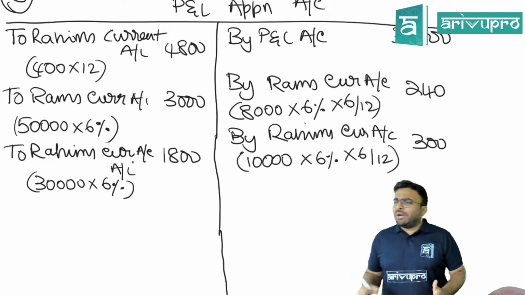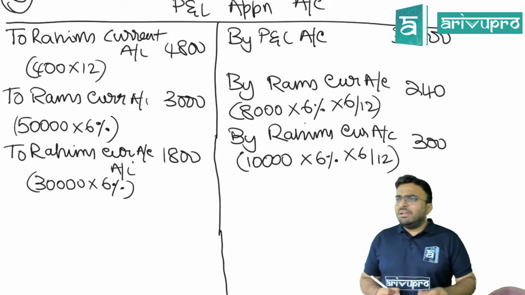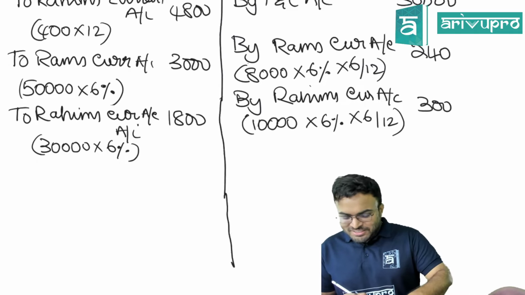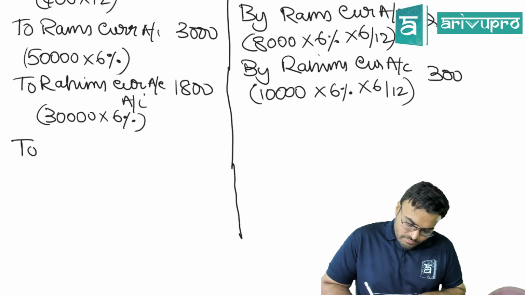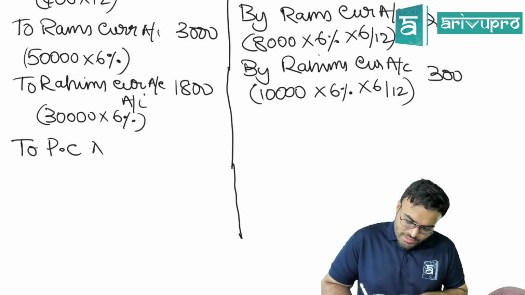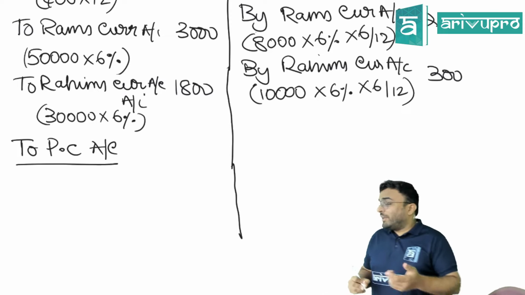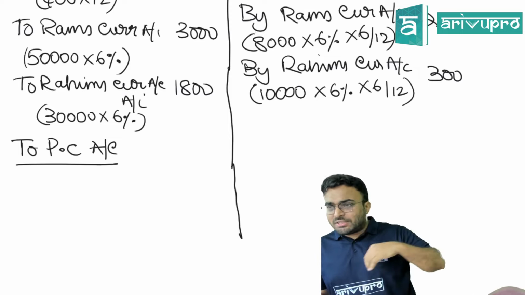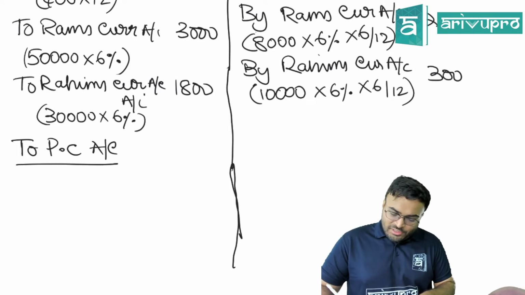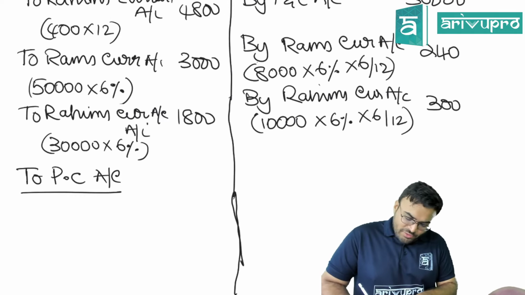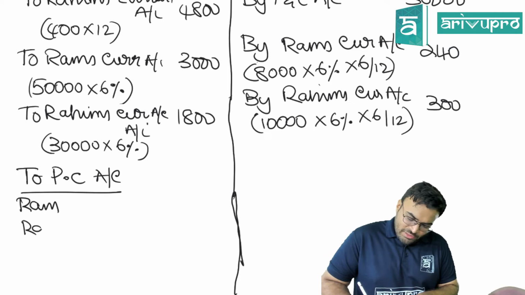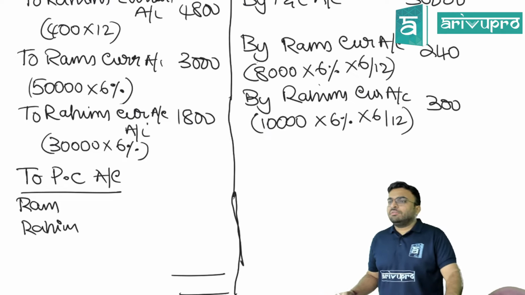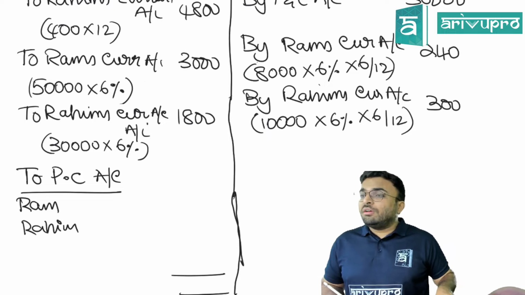When we do all this, is there salary to partners? Is there commission to partners? Anything? Partners capital account: is there salary? Already given. Sorry, salary was there, to Rahim we already gave. Interest on capital was there, that is given. Interest on drawings charged. Now, how much is the profit? We have to give it to Ram and to Rahim. Can you calculate the profit? 10,470.